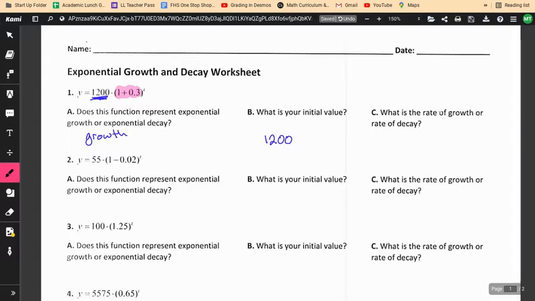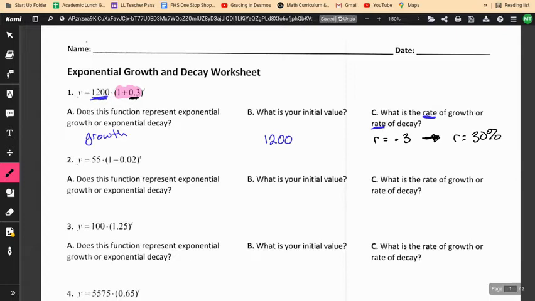Okay, and then I'm going to split this up. So this question right here, C, is asking for the rate of growth or the rate of decay. So I need to figure out what the rate is. The rate is simply this little decimal that is added to the 1. So my rate here, my rate is 0.3. Okay. Sometimes rate is also written as a percentage. So 0.3 is also 30%.